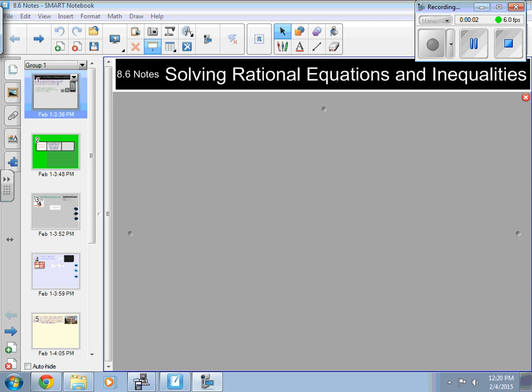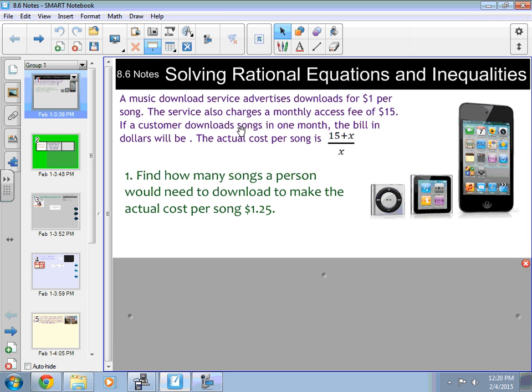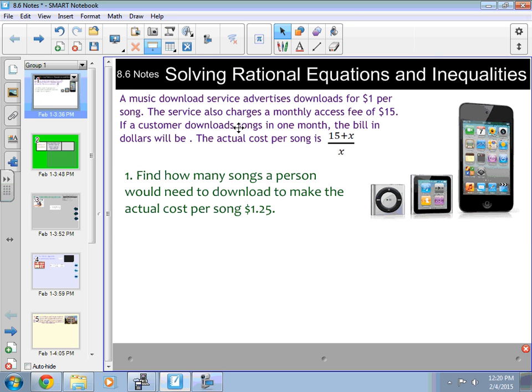Okay, today we're going to look at the last section of Chapter 8, which is solving rational equations and inequalities. This first problem says a music download service advertises downloads for $1 per song. The service also charges a monthly access fee of $15. If a customer downloads x songs in 1 month, the bill in dollars will be what this equation is here.